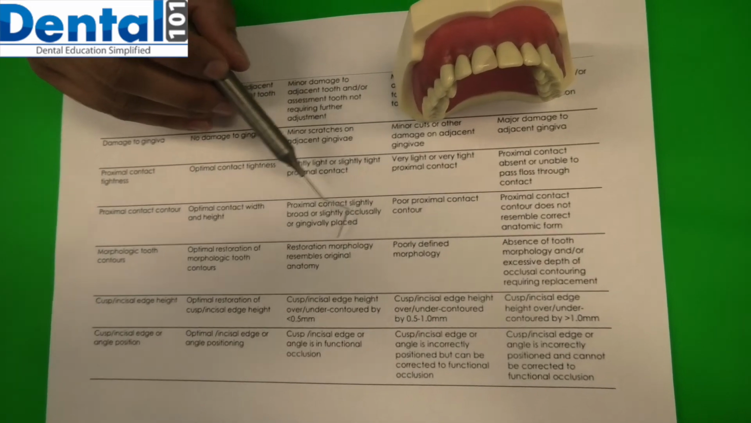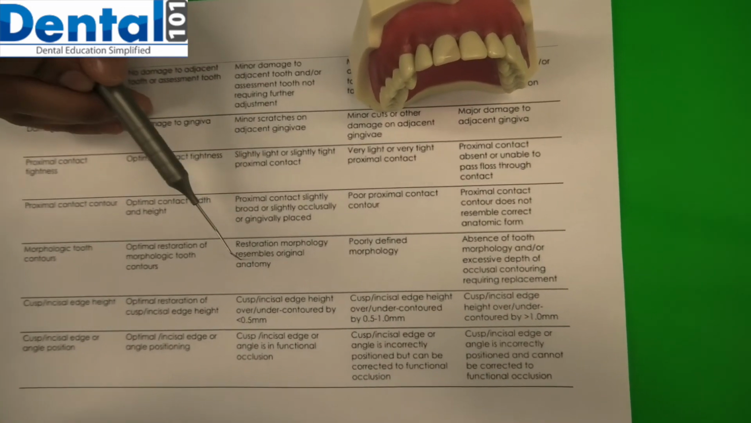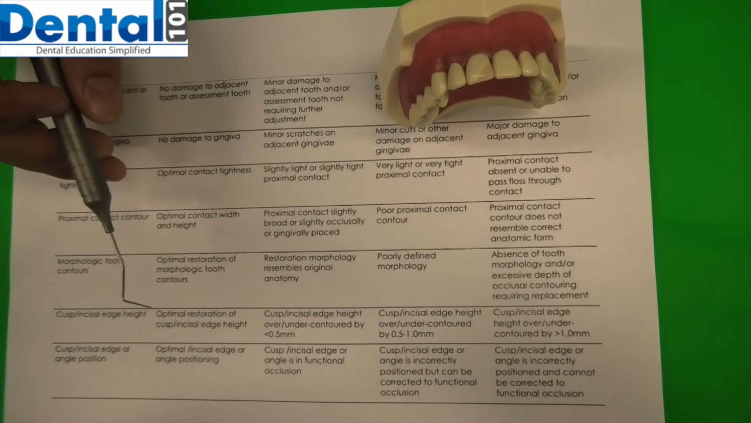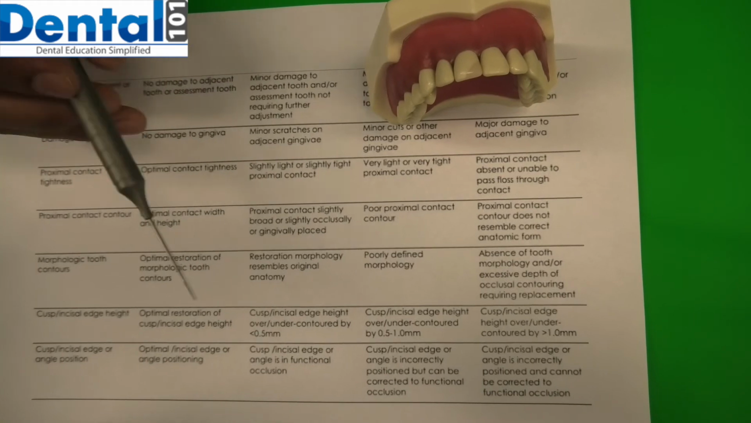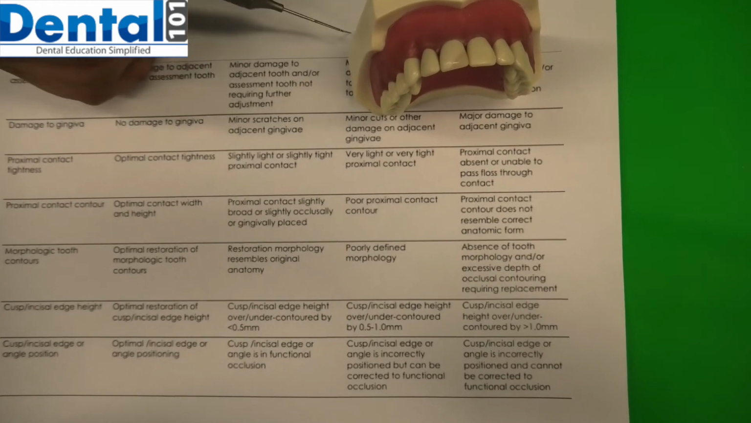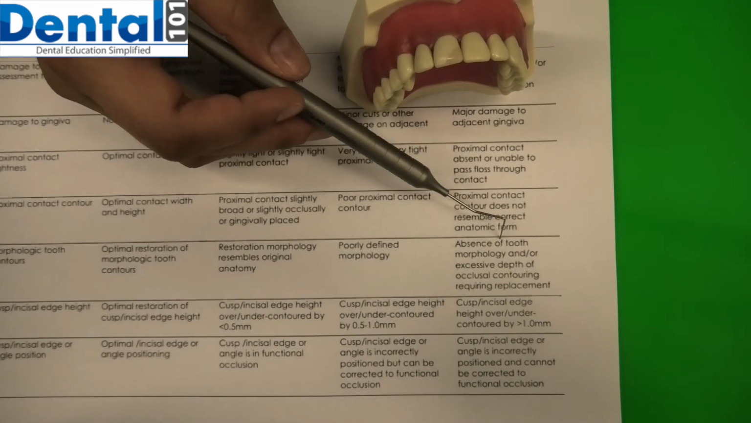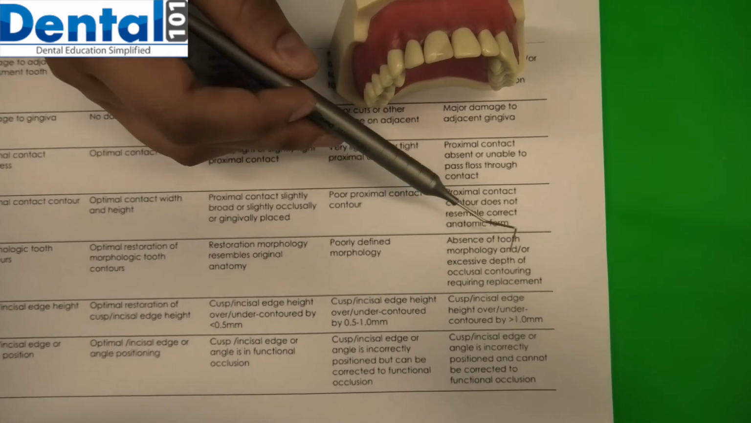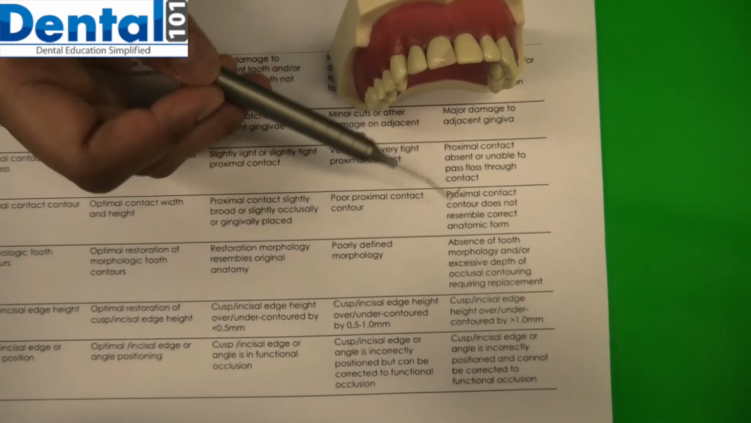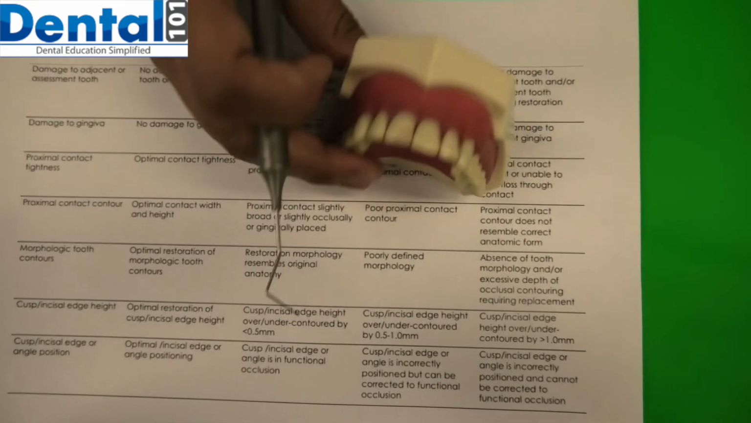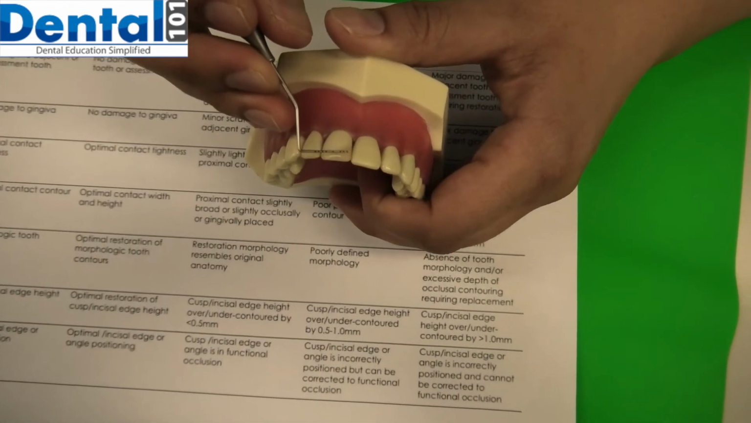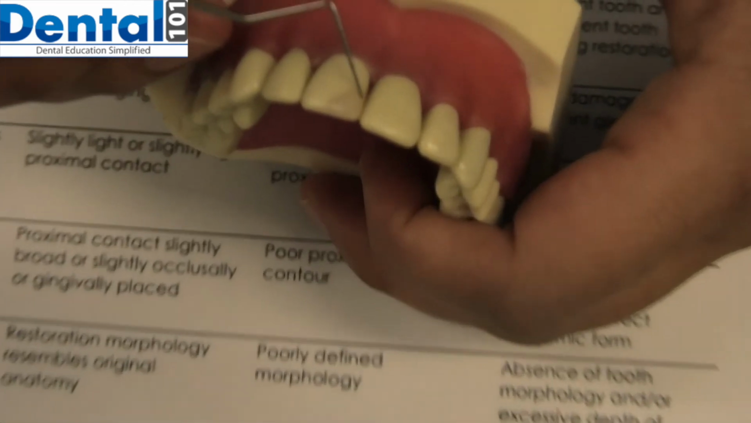If the restoration morphology resembles the original anatomy, meaning it's just a general resemblance but not a fine resemblance to the original anatomy, it comes under satisfactory. If it is poorly defined morphology, it comes under borderline. And if there is an absence of tooth morphology and or excess depth of the occlusal contouring requiring replacement, then it comes under unsatisfactory.